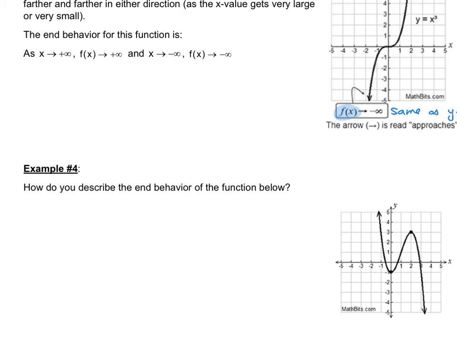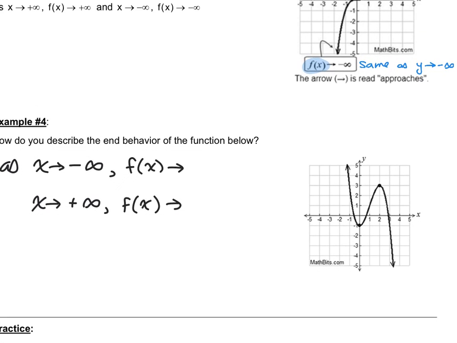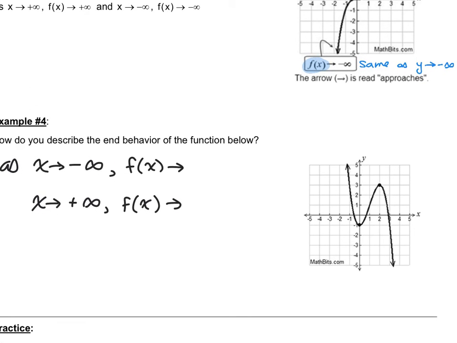As x approaches negative infinity, and as x approaches positive infinity, we'd make a statement of what f of x is approaching. So taking a look at this graph, as x approaches negative infinity, that's just a notation to say, if I were to continue going forever to the left, where would my y values go?